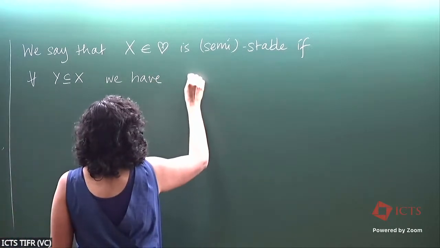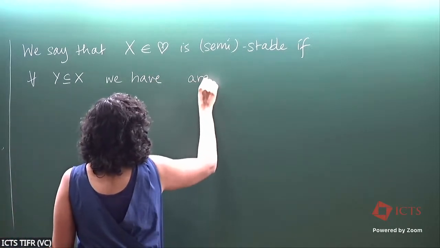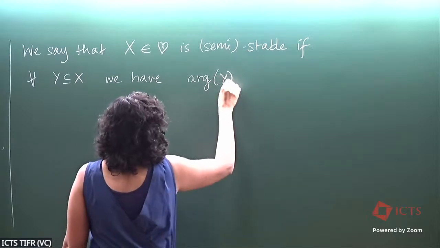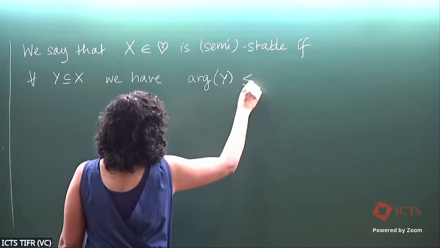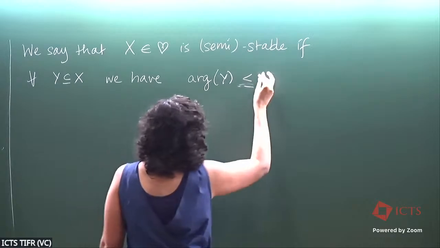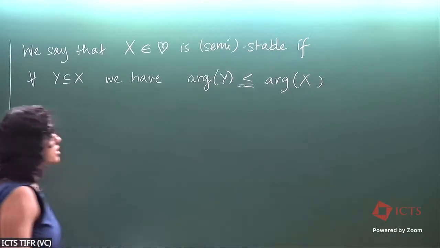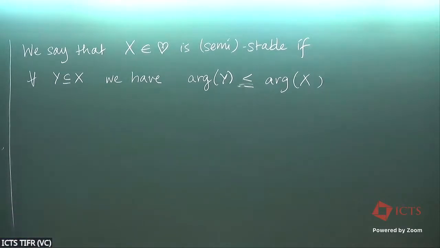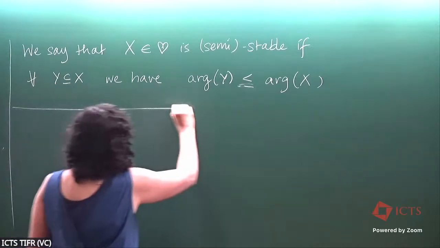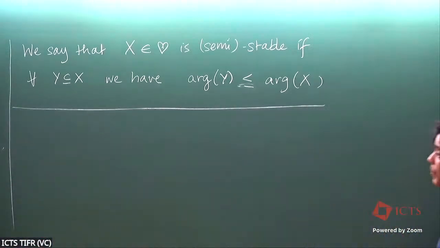We have that the argument of the subobject is strictly, or non-strict, I guess, less than the argument of X. So if the inequality is non-strict, it's semistable. If it's strict, it's stable. This is very similar to the slope stability definition. So that's very analogous.